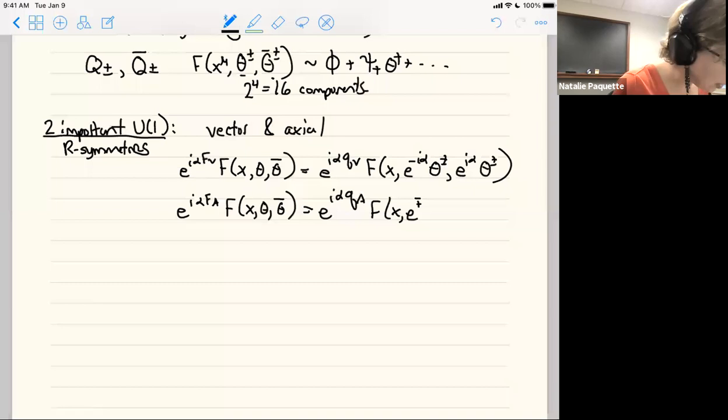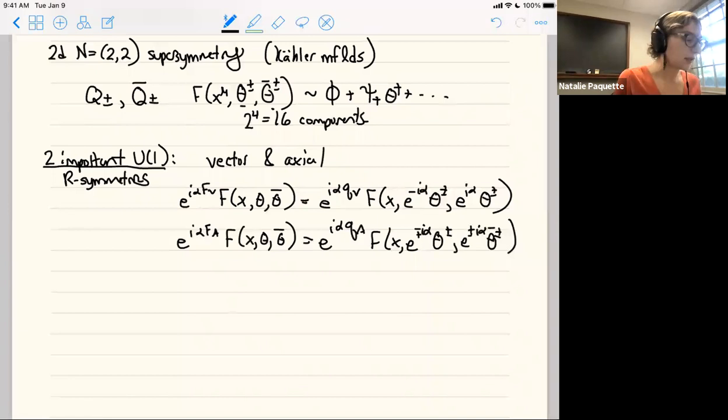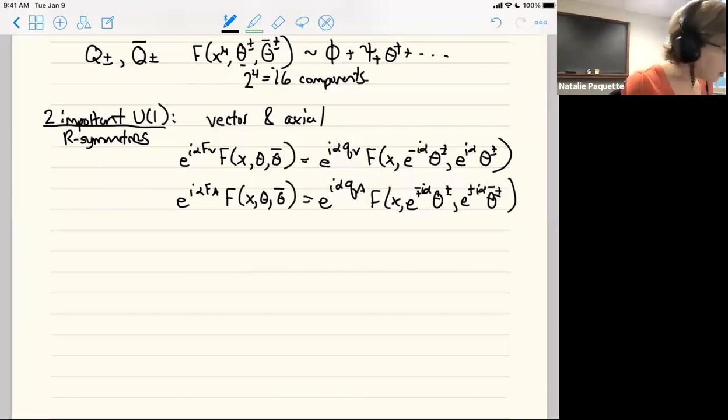So even if I'm studying superfields that are overall of charge zero, that means their lowest component will be of charge zero. But because I'm going to have rotations on these Grassmann coordinates, the other components will in general have non-zero charge. And let me display explicitly how these things act on the supercharges as well.